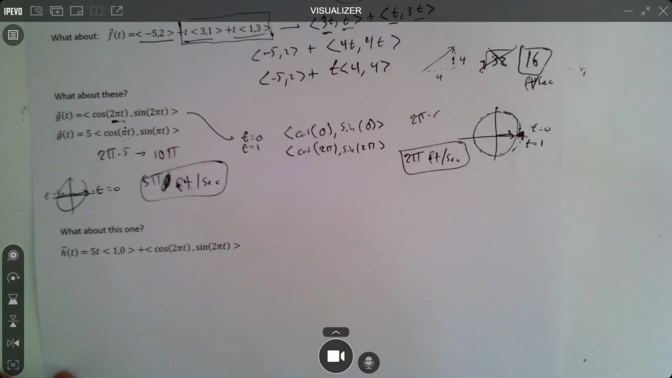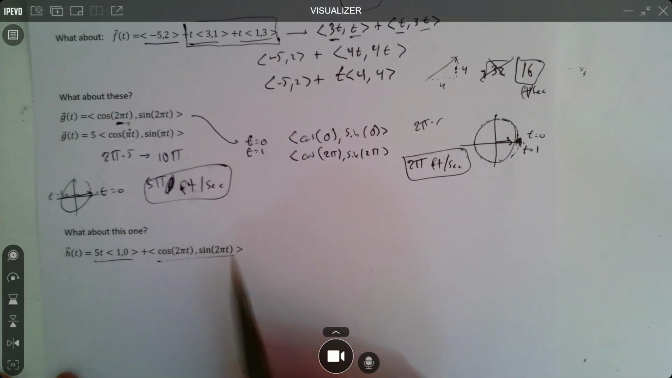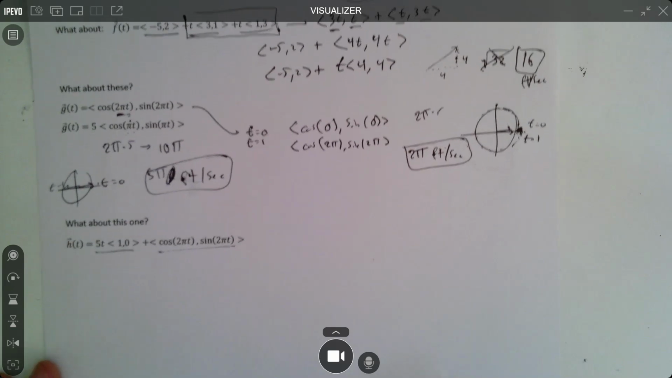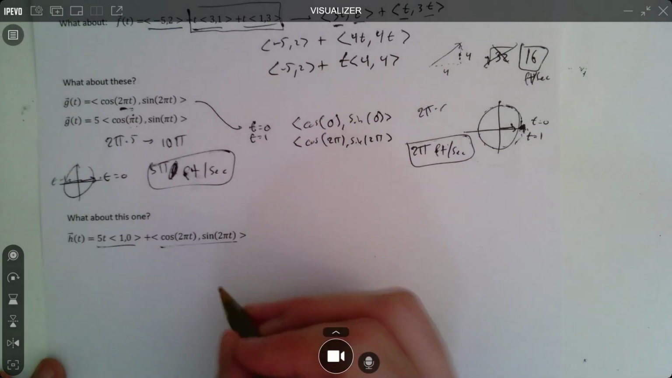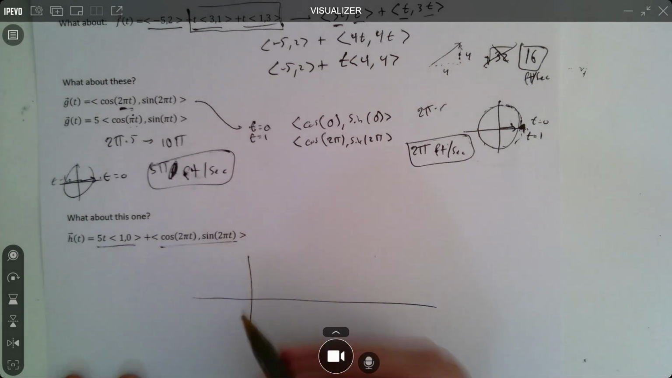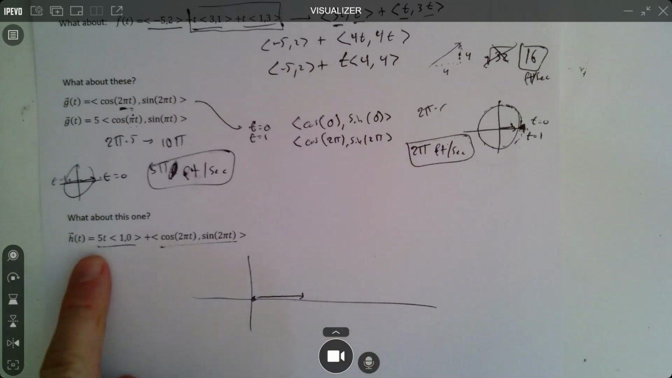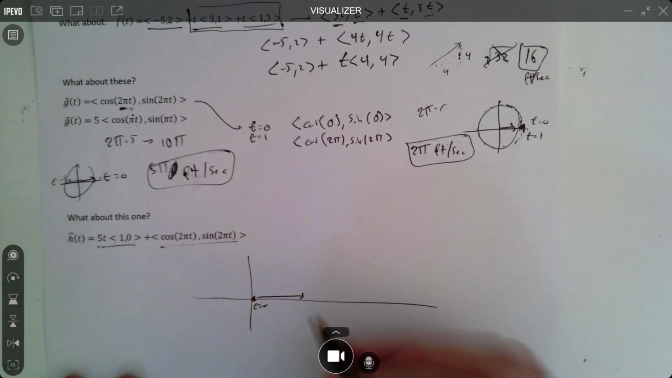What about this one? Here I have a time-scaled vector, and here I have a circular vector. So you might try and do a lot of stuff here, but if you imagine the path that's being taken, this vector is just stretching continuously to the right with time. So at time 0, it'll be length 0 here, and then at time 1, it'll be length 5 pointed to the right. So here's time equals 1.